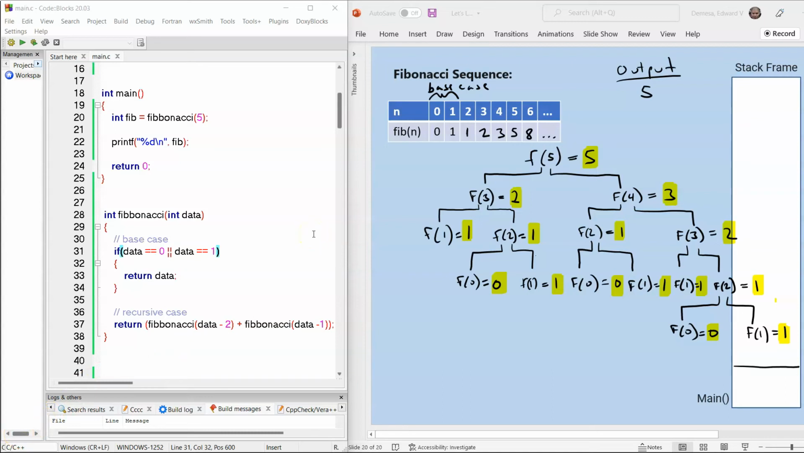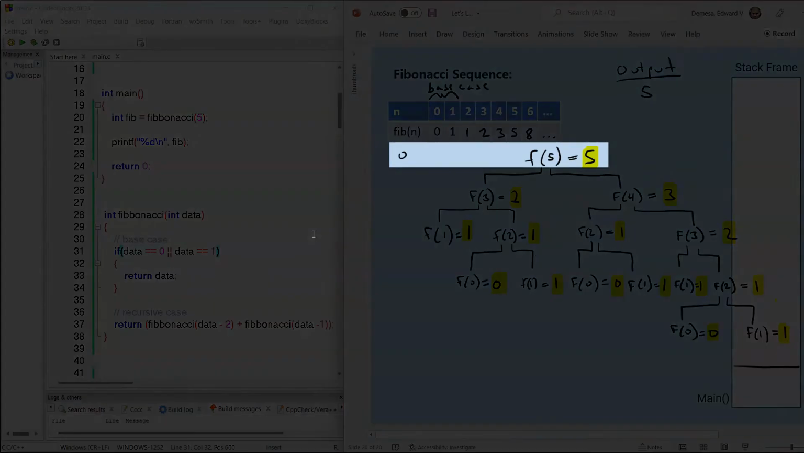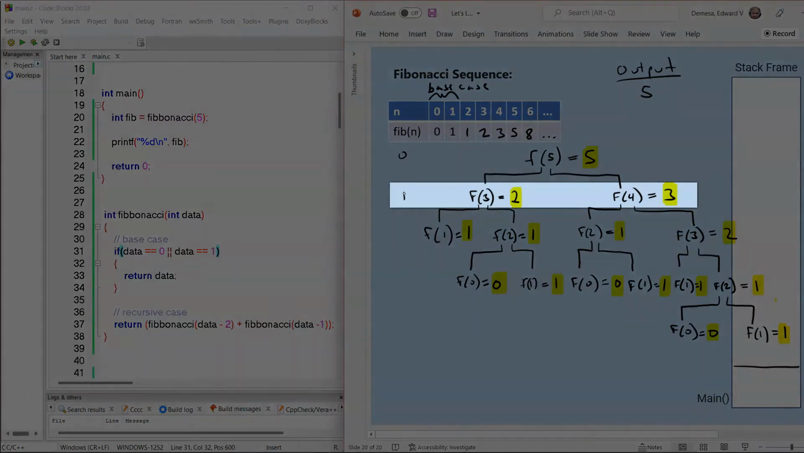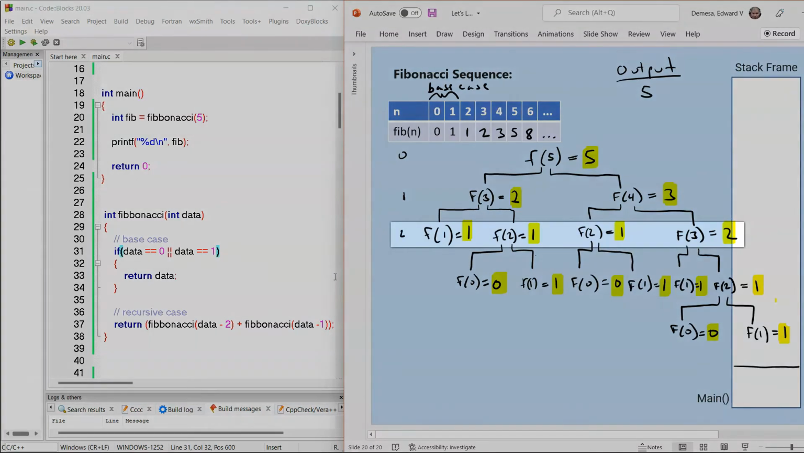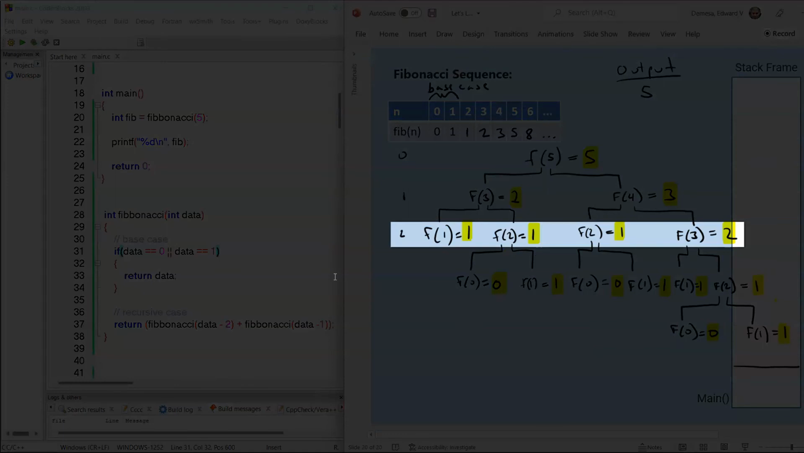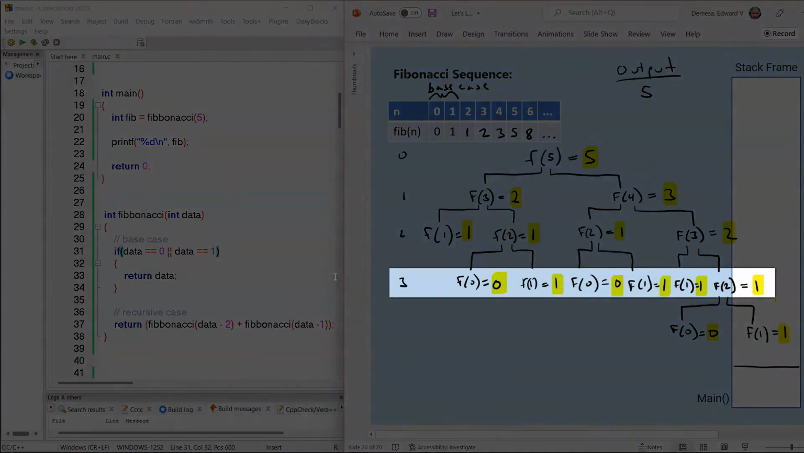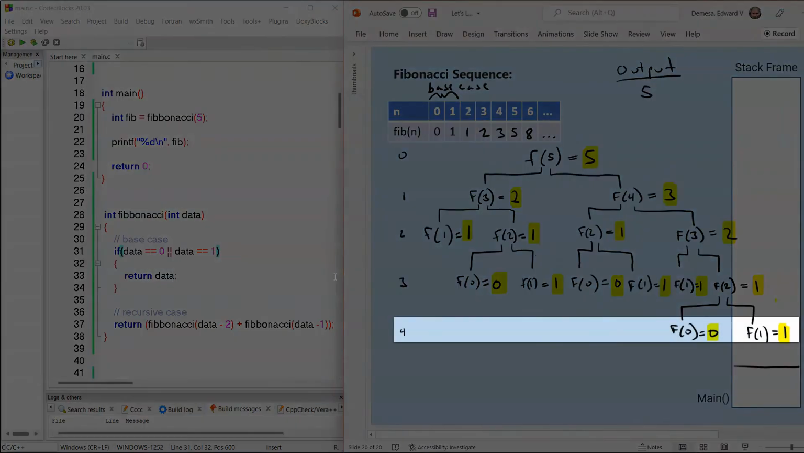If you examine this tree, you can see that this is level 0 and this is level 1. So the first time we invoke the function, that's level 0. When we invoke F3 and F4, that's level 1. When we invoke F1, F2, F2, and F3, that's level 2. This would be level 3, and this would be level 4.